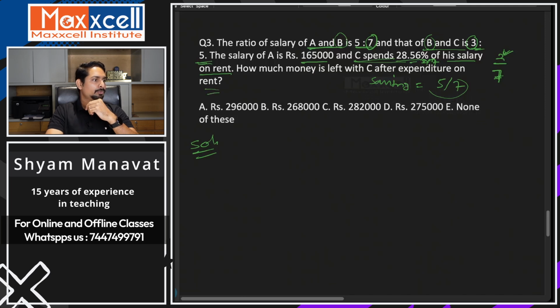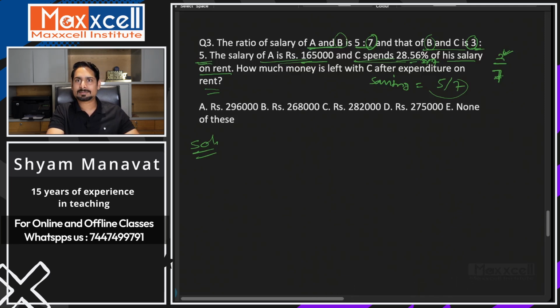Expenditure on rent. So 28.56% of his salary he spent on rent. Okay, let's see what information we have. Now we have been given A's total salary. We will relate with that and find C's total salary, and then with C's total salary we will find the saving of C as 5 by 7 and get the answer. So these are the steps we are going to follow.